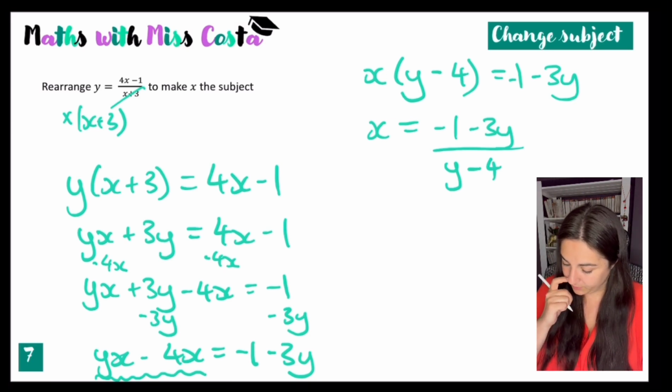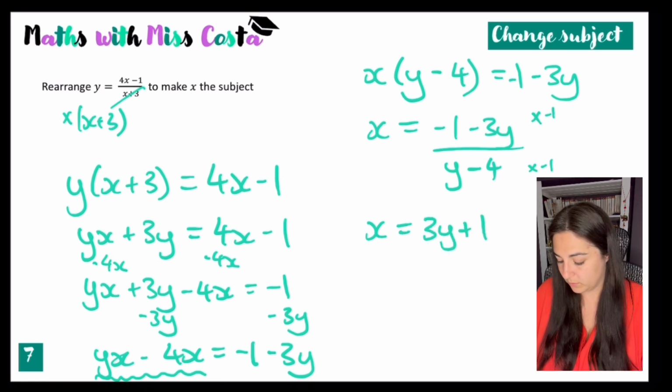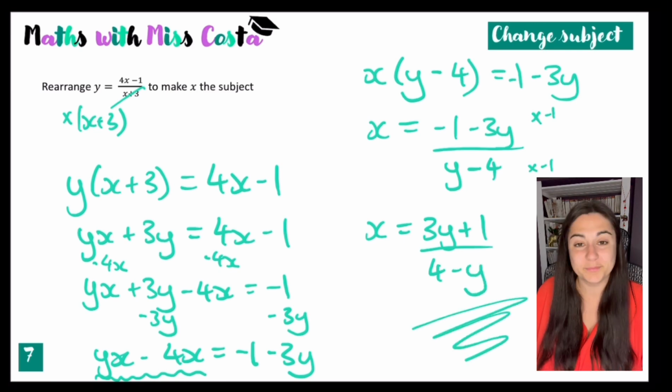Now, it's never really nice to leave something as a negative. So what we could do is multiply both parts of your fraction by -1. So x would be 3y plus 1, or 1 plus 3y over 4 take y. And that's your final answer.